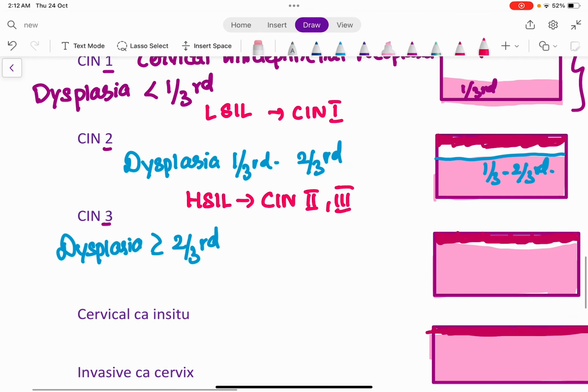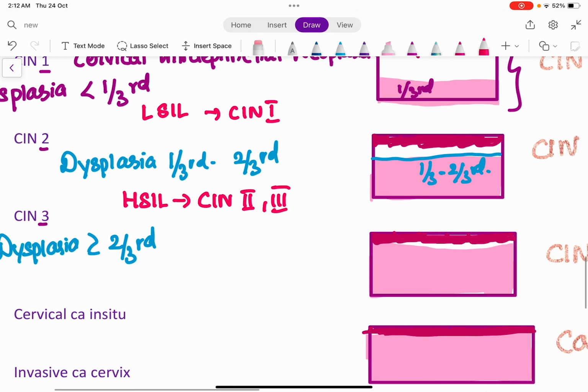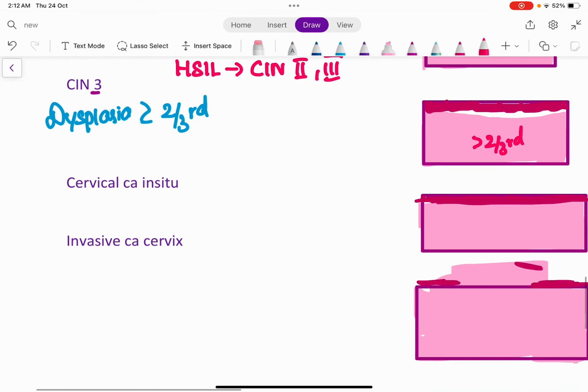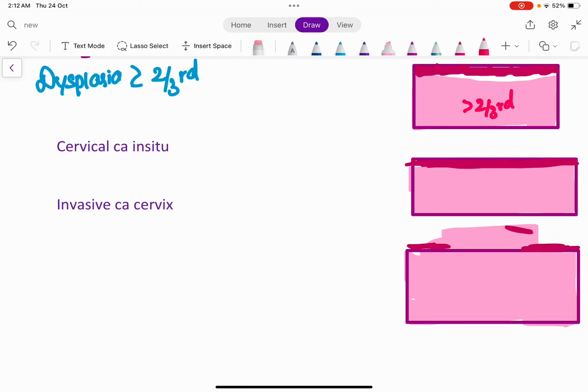Now we have learned about CIN1, 2 and 3. This is 1/3, 1/3 to 2/3, more than 2/3. And we have two other varieties here, and that is cervical carcinoma in situ and invasive cancer of the cervix. Cervical carcinoma in situ, what is in situ? In situ means inside. Invasive means outside. Very simple, okay? In situ means inside, invasive means outside.